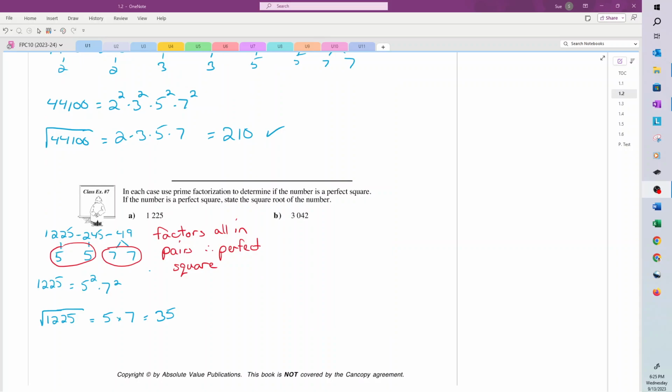When we do the prime factorization of 1,225, we find that the factors all come in pairs. Therefore, yes, it is a perfect square. And then we take one of each pair and multiply those together. So the square root of that number is 35. And it's easy enough to check it. Go 35 squared in your calculator. Make sure you get what you were hoping to get. Okay, pause it and do B.